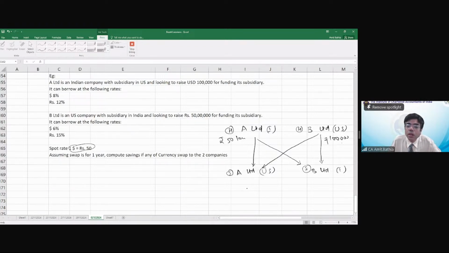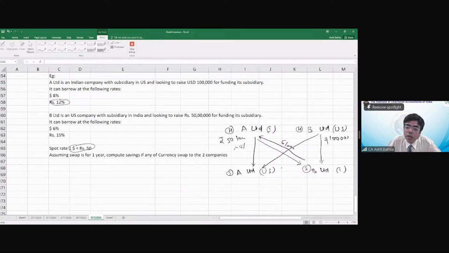Now, a year later, they have to pay interest on it. A Limited has taken a loan in INR, so it is going to pay 12% to the bank. So 50 lakhs into 12% is how much? 6 lakhs. So B Limited has to give back the interest of 6 lakhs. Are you with me?